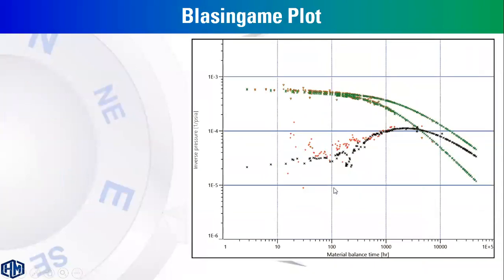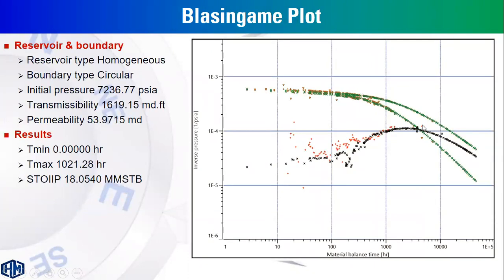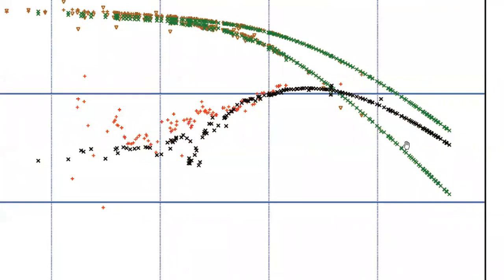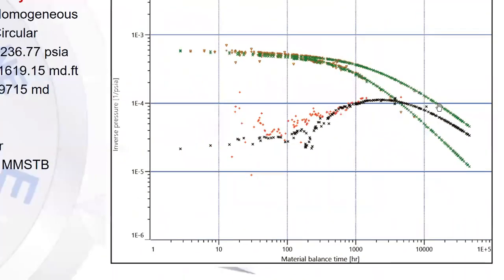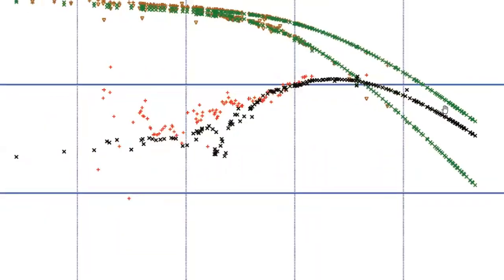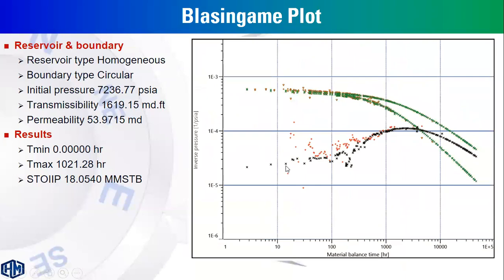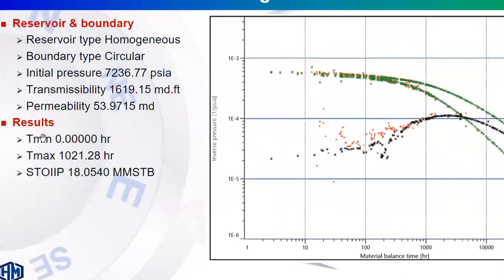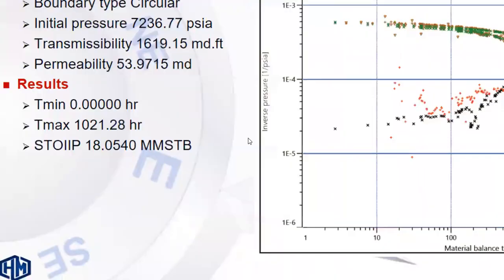This Blasingame plot simply has three curves as mentioned: PI, PI integral, and PI integral derivative. The three curves will have the negative unit slope line during the boundary dominated flow, and the pressure integral and pressure integral derivative will merge together during the boundary dominated flow, which means another estimation of the value of STOIIP or N.